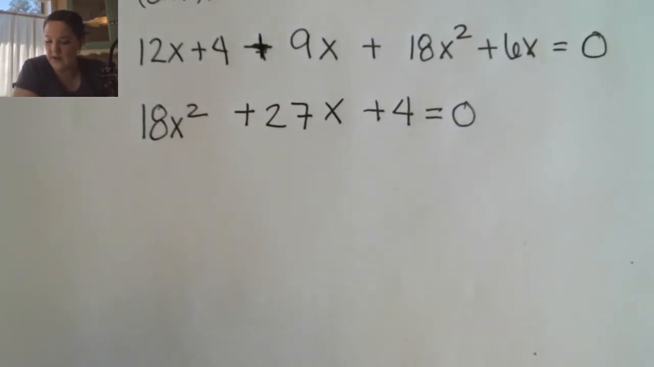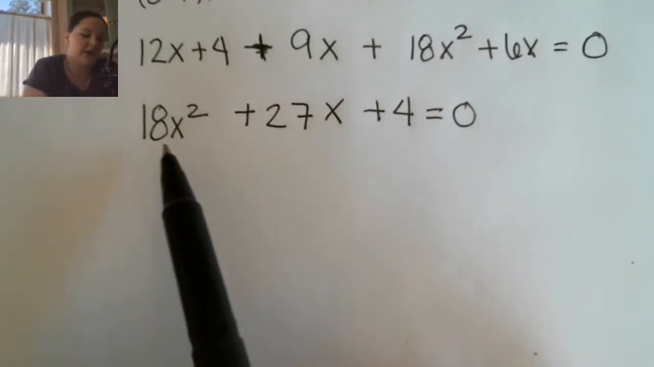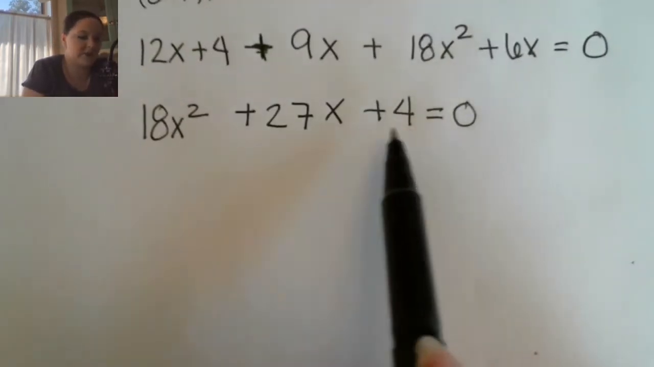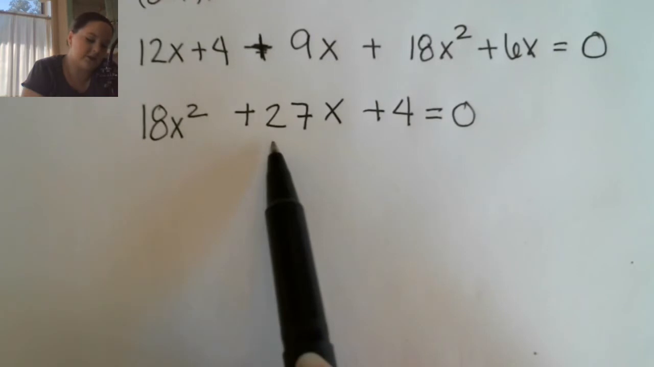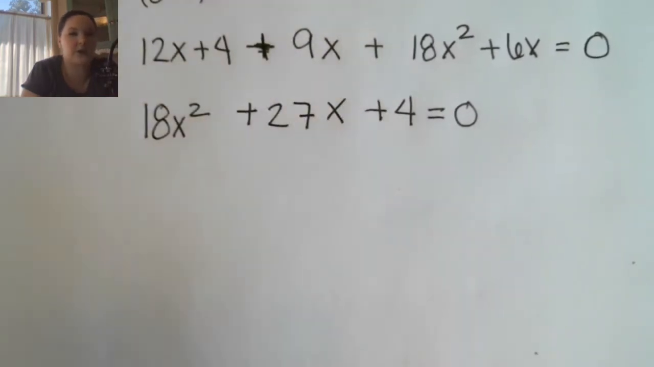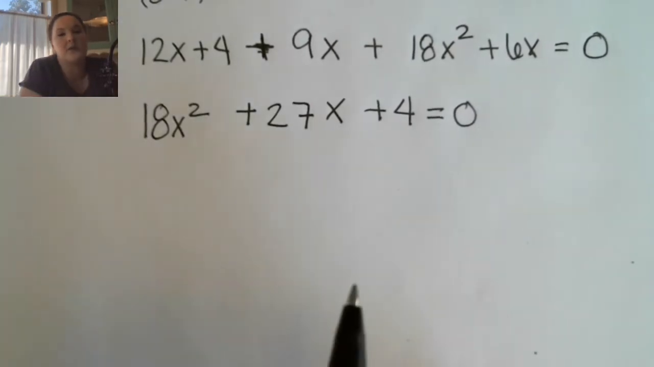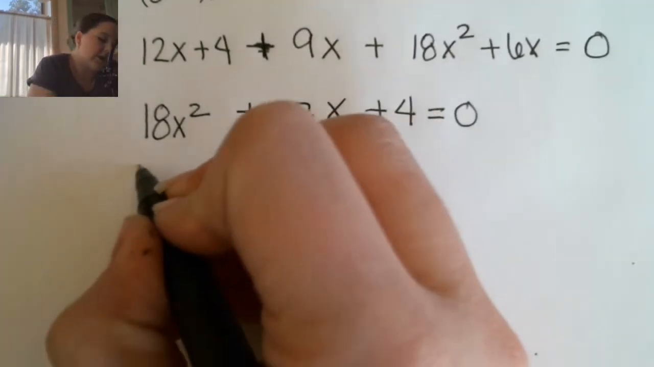Now, as is always the case, you want to try to factor this. We're going to look for common factors. 18 and 4 have a common factor of 2, but 27 doesn't. 18 and 27 have a common factor of 9, but 4 doesn't. So there's really no common factors here. Okay, so we're going to use the guess and check method of factoring.